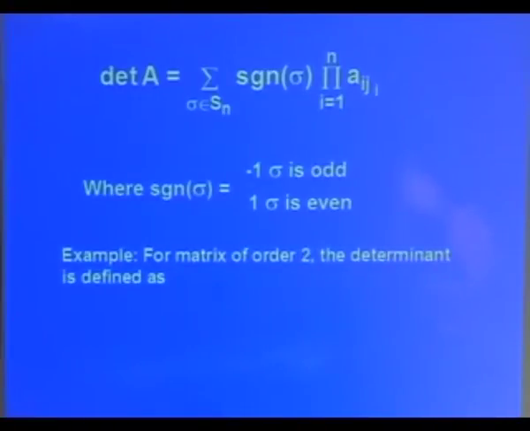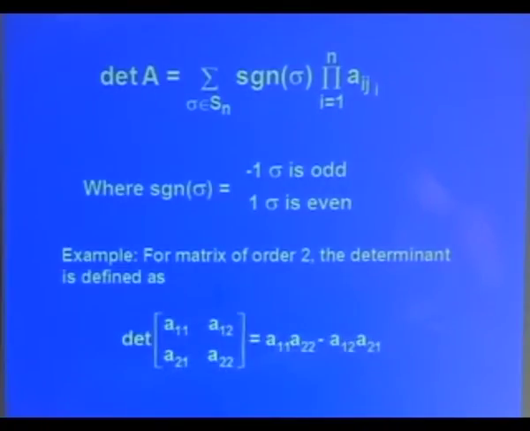Now, let us see what is the meaning of this in context with a 2 by 2 matrix, for which we have already introduced the determinant. So, if we are given a 2 by 2 matrix, then its determinant is A11 A22 minus A12 A21.